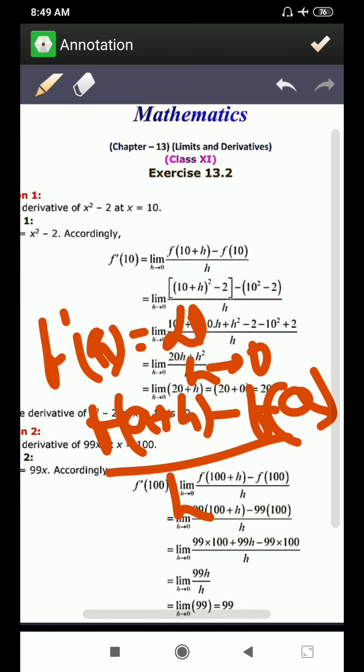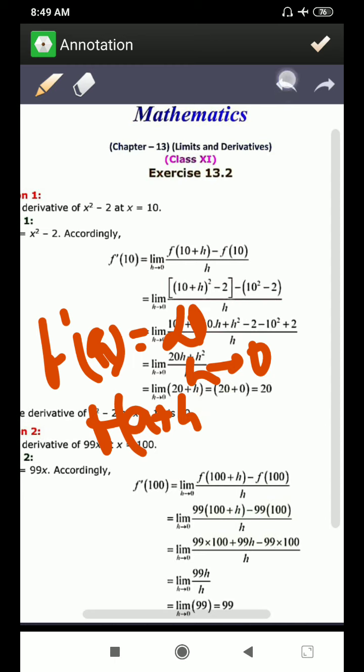In some questions, like question number 1, you have to find it at x equal to 10. In the formula I have mentioned, you just put x equal to 10, and you get f dash 10 equal to limit h tends to 0 of f(10 plus h) minus f(10) divided by h. Now the value of f(10 plus h) we'll calculate from the given function. How to calculate the value of f(10 plus h)?